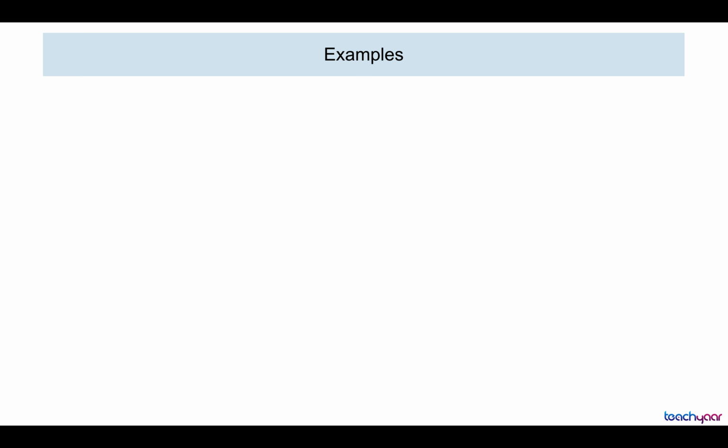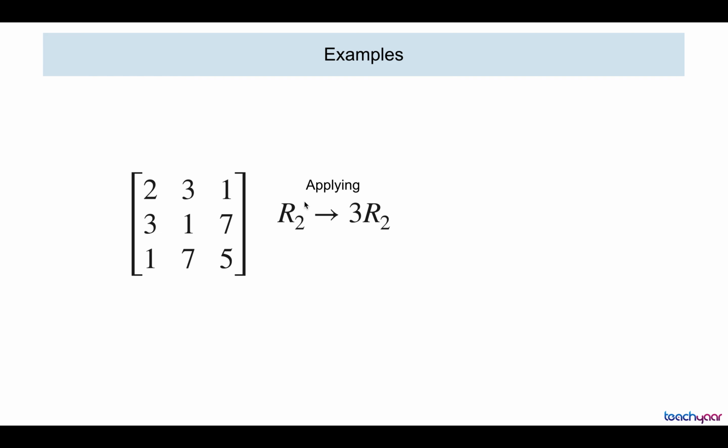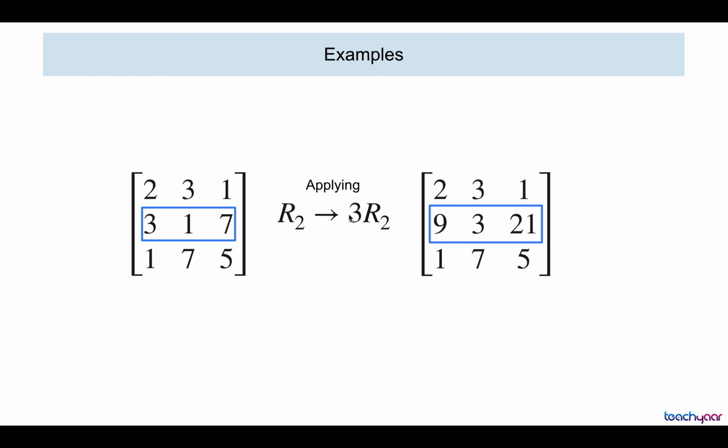Okay, so let's look at an example. We start with the same set of numbers again, but now I'm going to apply the operations to something else. So take R2, which is this, as 3 times R2. So I first applied the multiply by a scalar operation. So take this 3, 1, 7, and I'm multiplying that by 3. So now this row has become 9, 3, 21.